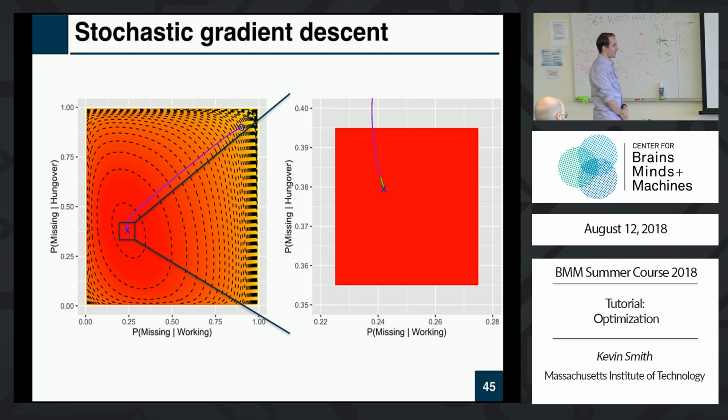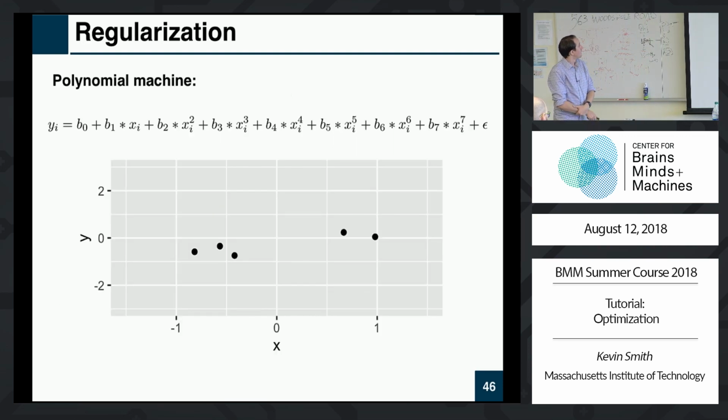Any other questions on stochastic gradient descent? All right. So we can move on to regularization.